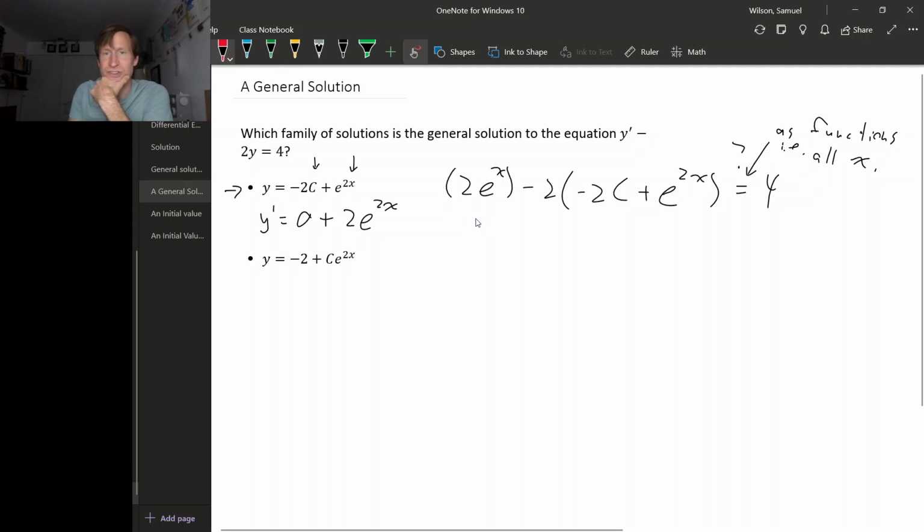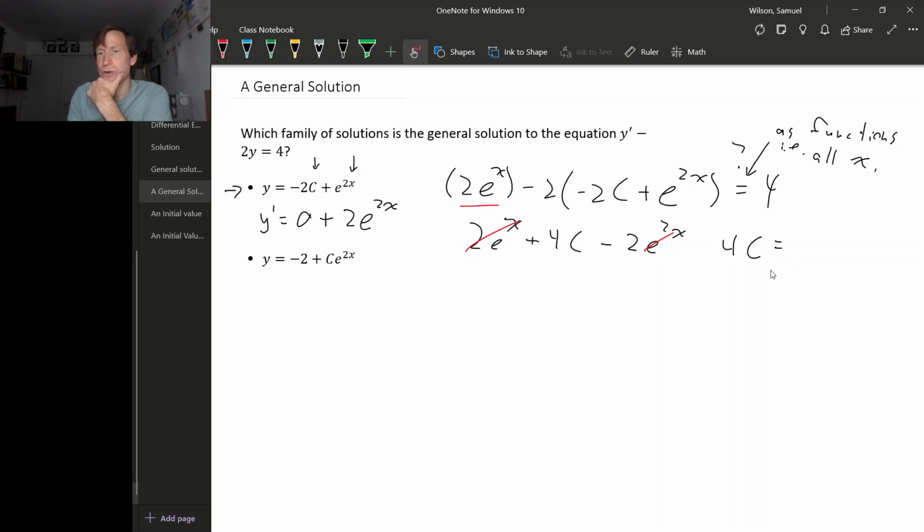Okay, so with that in mind, let's simplify the left-hand side. So here we have a 2e to the 2x, minus, so I guess plus 4c, and then minus 2e to the 2x. So these things cancel, and we get 4c equals 4. So are these always the same? Well, they aren't always the same.